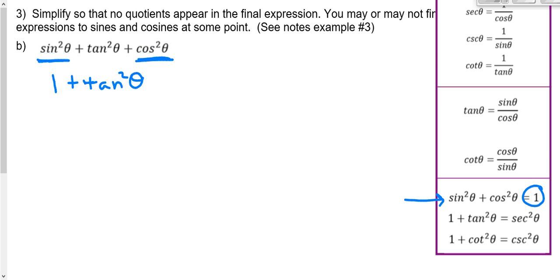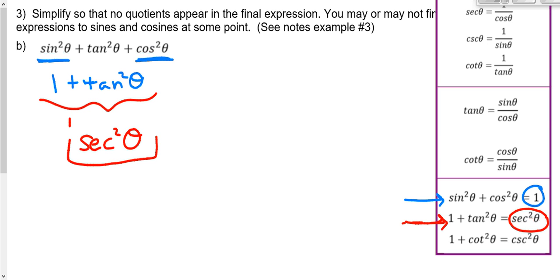But take a look at this. 1 plus tangent squared theta. It's equal to secant squared theta. Simplified and not a quotient. There we go.